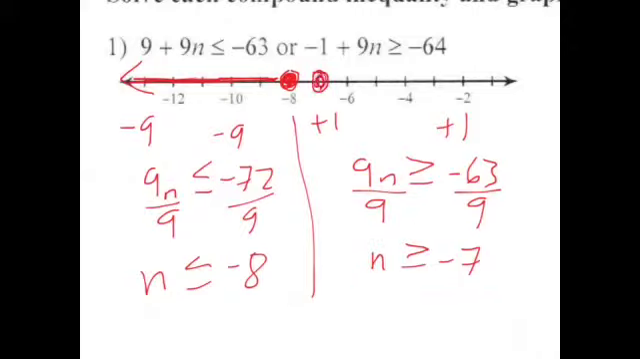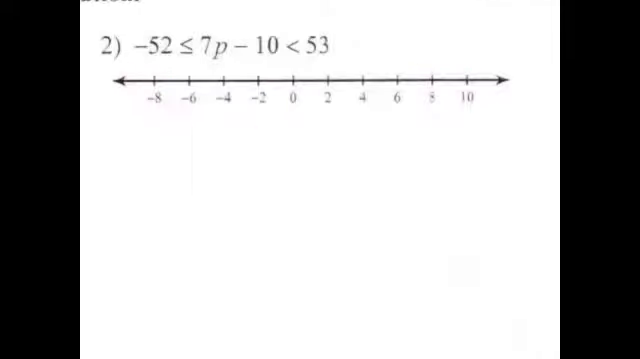It's also filled in because it says greater than or equal to. And since it says greater than, we're going to shade right. N is greater than negative 7. So that's it. Those are going to be our solutions: any number that's less than negative 8 or greater than negative 7. That brings us to 2.